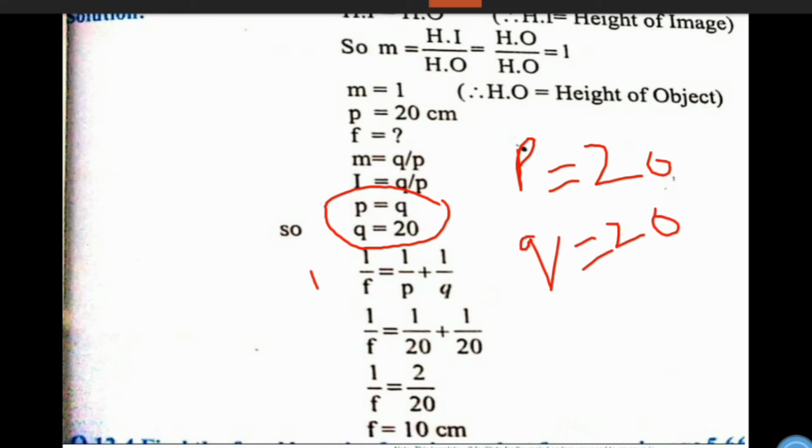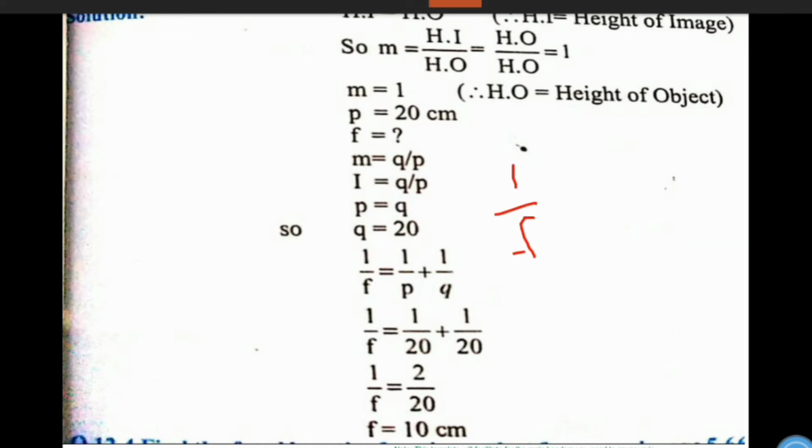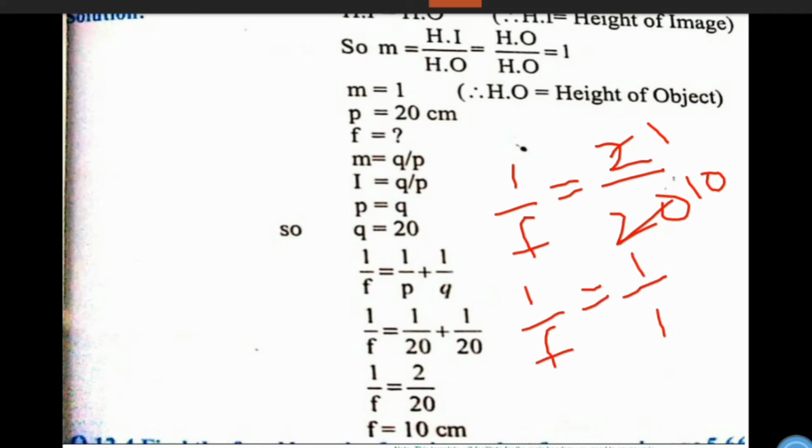Now apply the mirror formula. 1 upon F is equal to 1 upon P plus 1 upon Q. 1 upon F is equal to 1 upon 20 plus 1 upon 20. 1 upon F is equal to 2 upon 20. F is equal to 10 centimeter. Now 1 upon F is equal to 2 upon 20. 2 ones are 2. 2 tens are 20. 1 upon F is equal to 1 upon 10. Cross multiplication. F is equal to 10 centimeter.